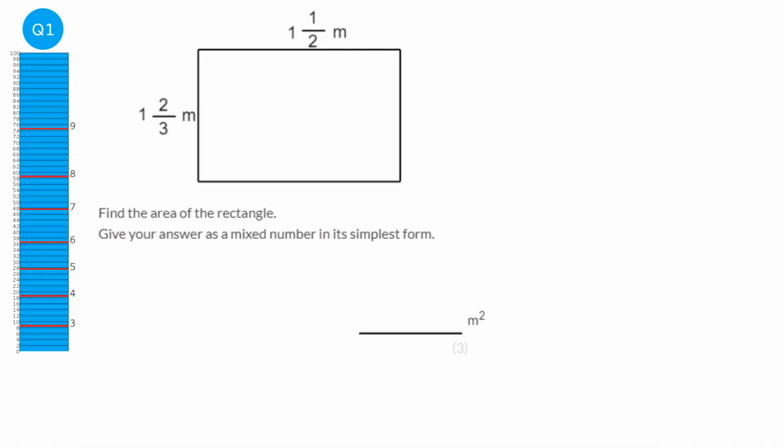Enjoy! To work out the area of a rectangle, we just multiply the width and the length. Here they are mixed numbers, so all we do is the width times the length.